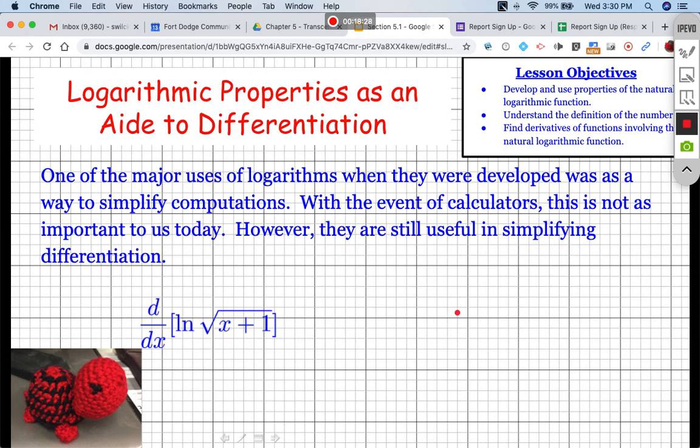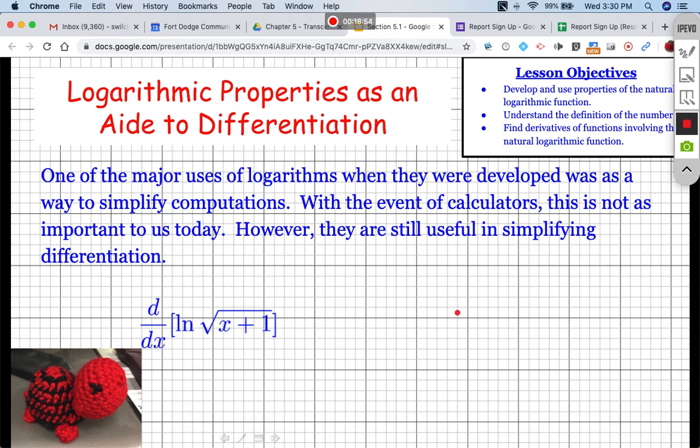Now, when we talk about logarithms, one way logarithms were originally developed, one of the major uses used to be was to make calculations simpler. Because look, the log of a product is the sum of the logs. So we can take multiplication and turn it into addition with logarithms.